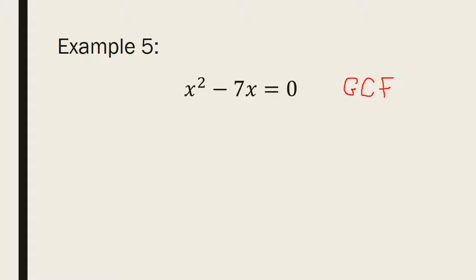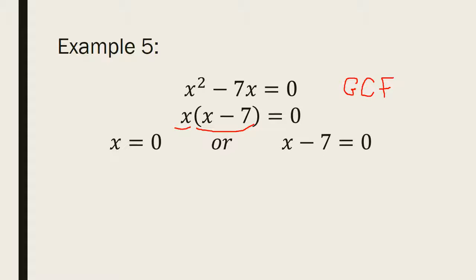Using GCF, I'm going to factor this quadratic into x times x minus 7. That means I end up with two factors, x and x minus 7, and these two factors have a product of 0. So now it's safe to say that it's either x equal to 0 or x minus 7 equal to 0. The first part is already done for us.